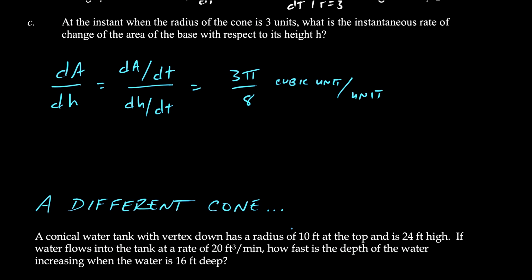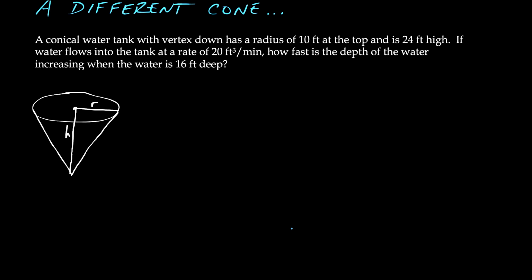All right, so on to a different type of cone problem. In this one, they're talking about a conical water tank with the vertex down and has a radius of 10 at the top and it's 24 feet high. So we know the fixed cone, the radius is 10 and the height is 24. Water flows in, so again, that means we have dV/dt at a rate of 20 cubic feet per minute. Again, I'm not going to write the units down, we'll just write 20.